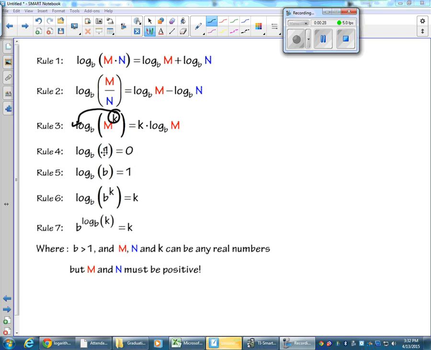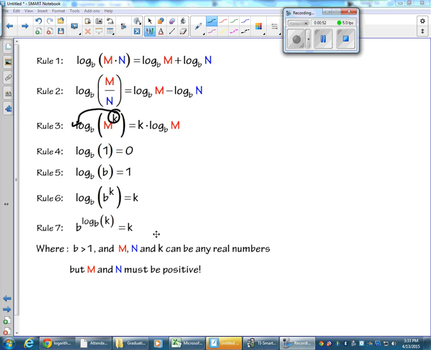The log base b of 1, no matter what your base is, if it's the log of 1, it's always going to be 0. If these two are the same, then your answer is always going to be 1. Anytime these are the same and you have an exponent, it will always equal your exponent. And then same thing here, it'd be a k. And these b's could be 5s or 3s or anything like that. b has to be a number greater than 1.